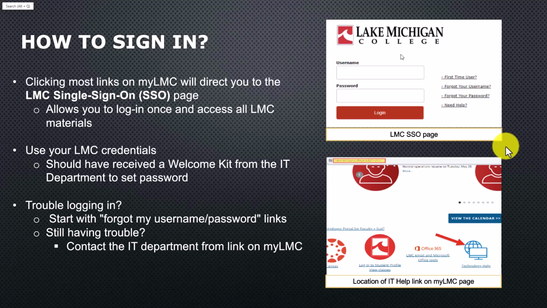When you access the single sign-on page, you will simply type in your college username and the password that you have previously set up. You should have received a welcome kit from the IT department explaining how to set up your password. If you have trouble with this step in the process, the first step is typically to use the forgot username and forgot password links from the single sign-on page. That will typically help you to reset anything that you need and log in.